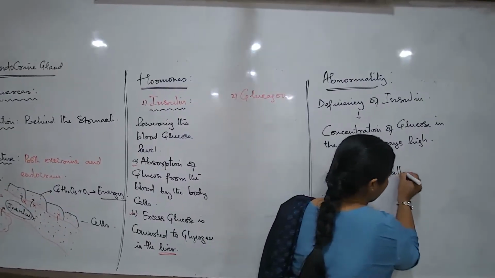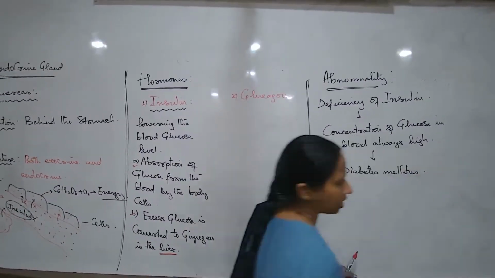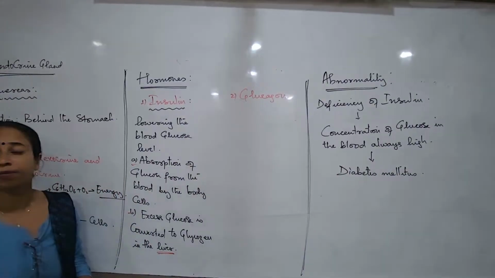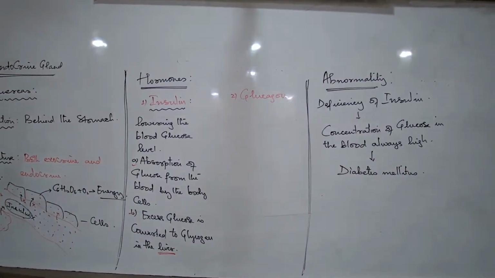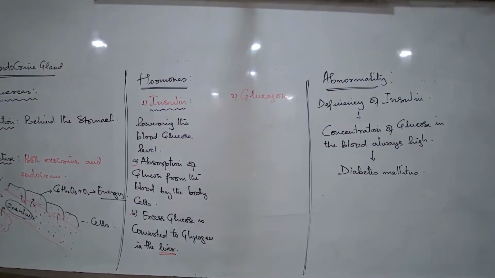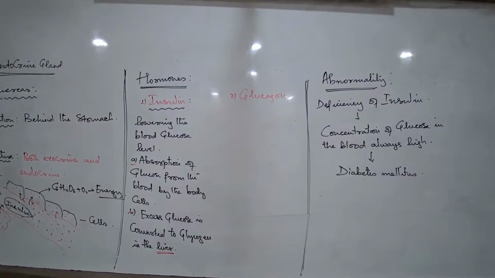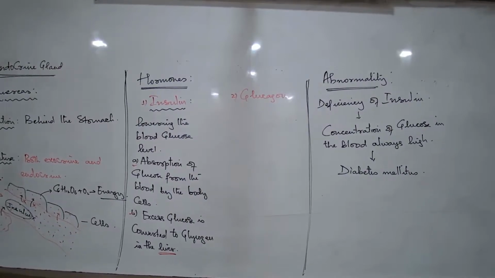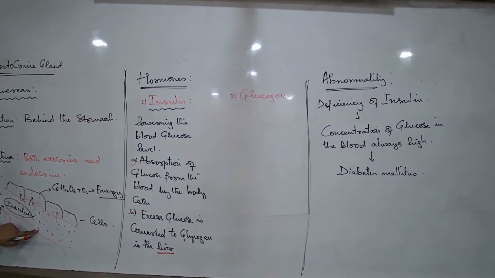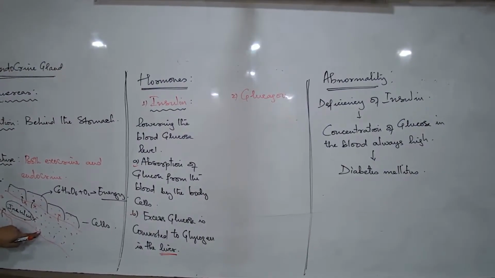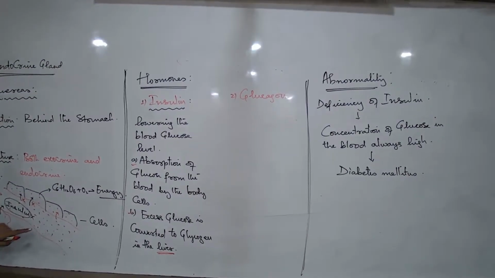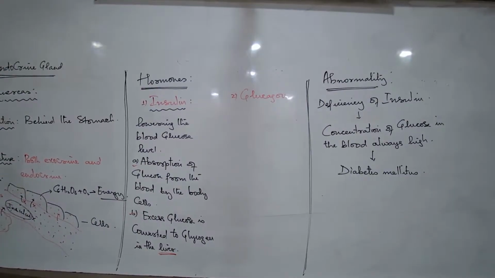What is this condition? Remember the name. What is this condition known as? Diabetes mellitus. What is happening to this person? The person is always having a very high concentration of glucose in the blood. Whether we talk about 3 hours, 4 hours, 6 hours after food, it is the same high concentration. Reason, state the reason. What will you write? Deficiency of insulin.